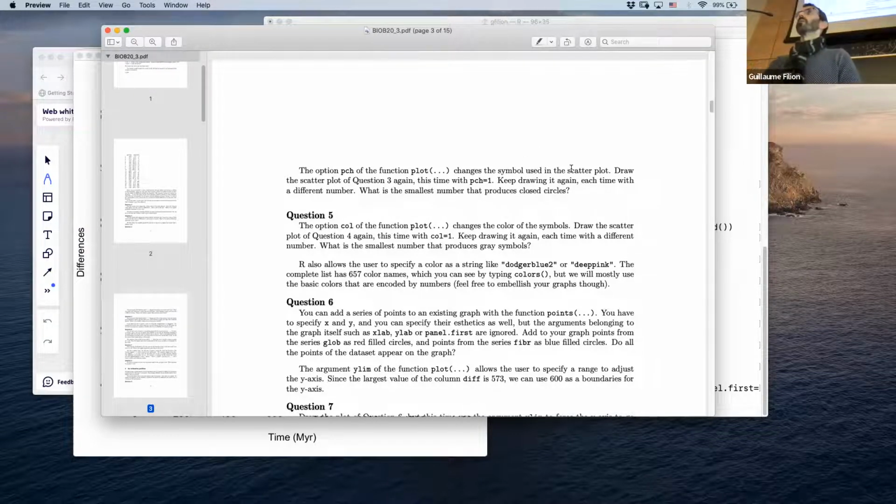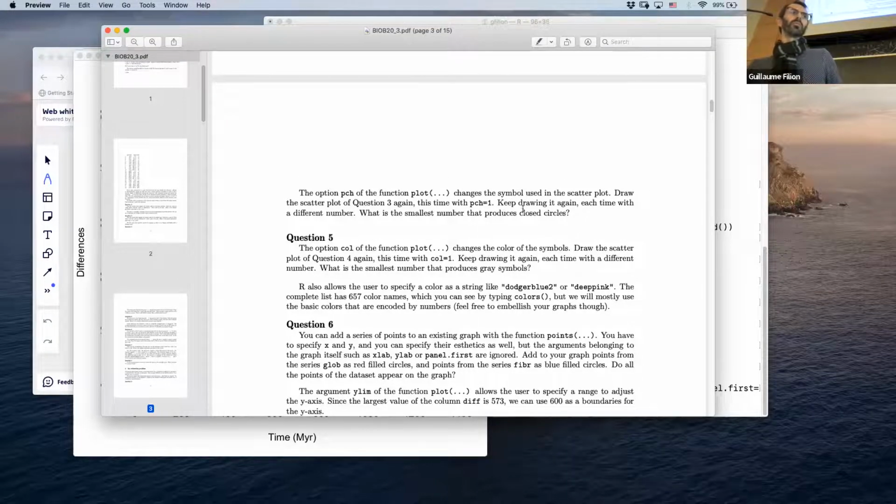So I've got no idea what these options stand for. Actually, sure, PCH, a point character or something like this, maybe, not quite sure. I never understood them, I just remember them. And it's completely understandable if you don't remember these options, because to me, they make no sense, but that's what they are. Draw the scatter plot of question 3 again, this time with PCH equals 1.